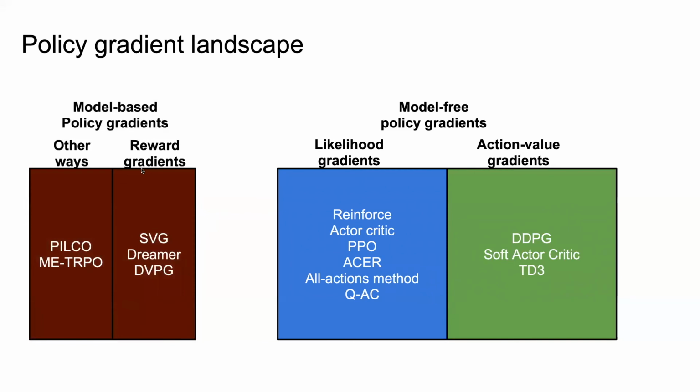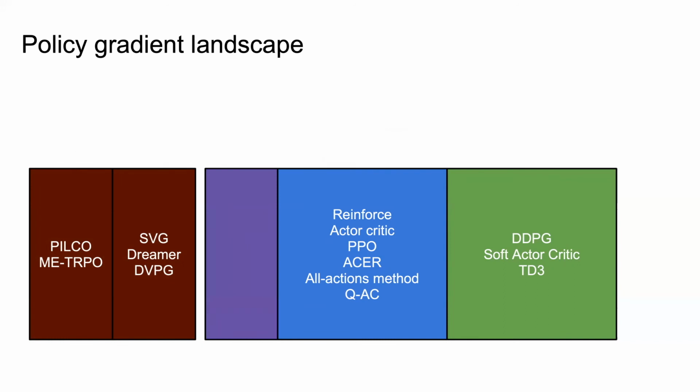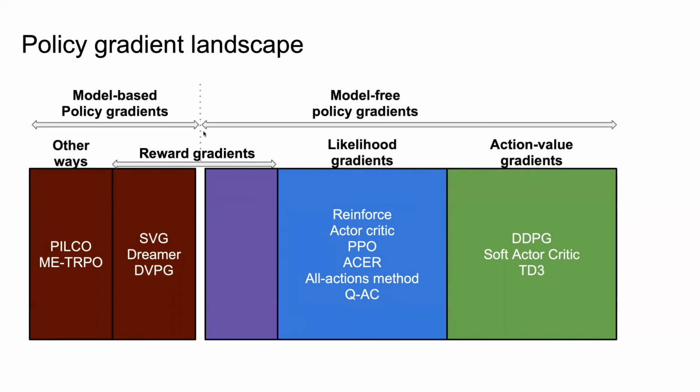And it makes sense. If you're learning a model, you will actually estimate the reward using a function approximator. But that's not what we are looking for. What we are looking for really is a new category that utilizes reward gradients, but it's on the right side of this barrier. All the methods on the right side are model-free. On the left side, they are model-based. So we're looking for this new category, model-free policy gradient methods that utilize reward gradients. We don't have any. There is none.